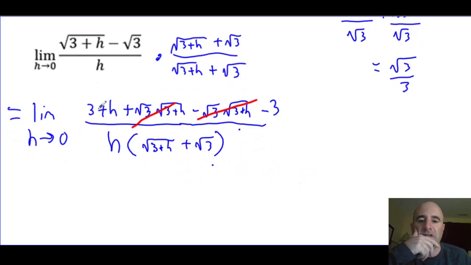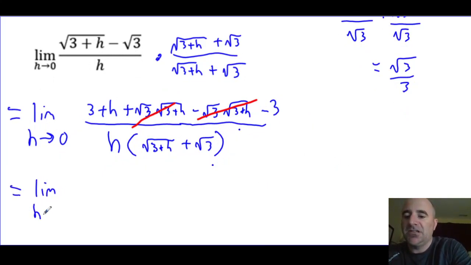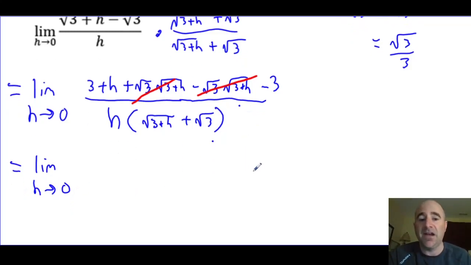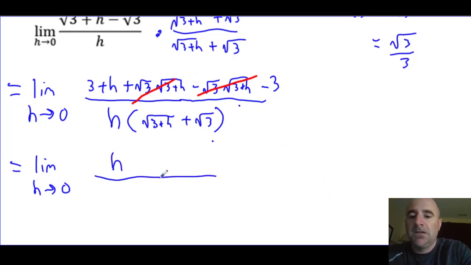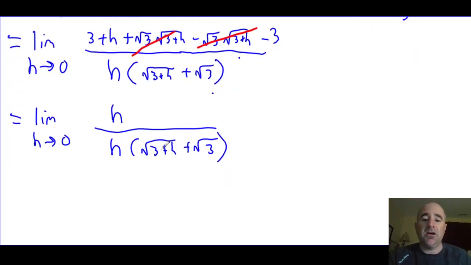So look at the numerator. Look what happens. I have 3 plus h minus 3. Well, the 3 and the 3 subtract out. I don't like saying cancel. You should explain why something's disappearing. Is it dividing out? Is it subtracting out? In this case, it's subtracting out. And you're left with just h divided by h times all this stuff here. Okay, now, speaking of canceling, the h's divide out.